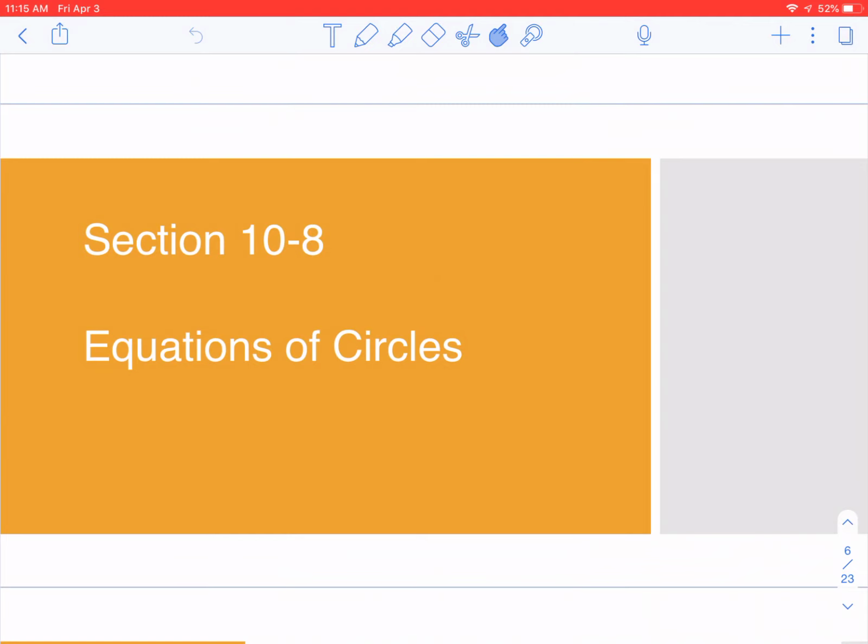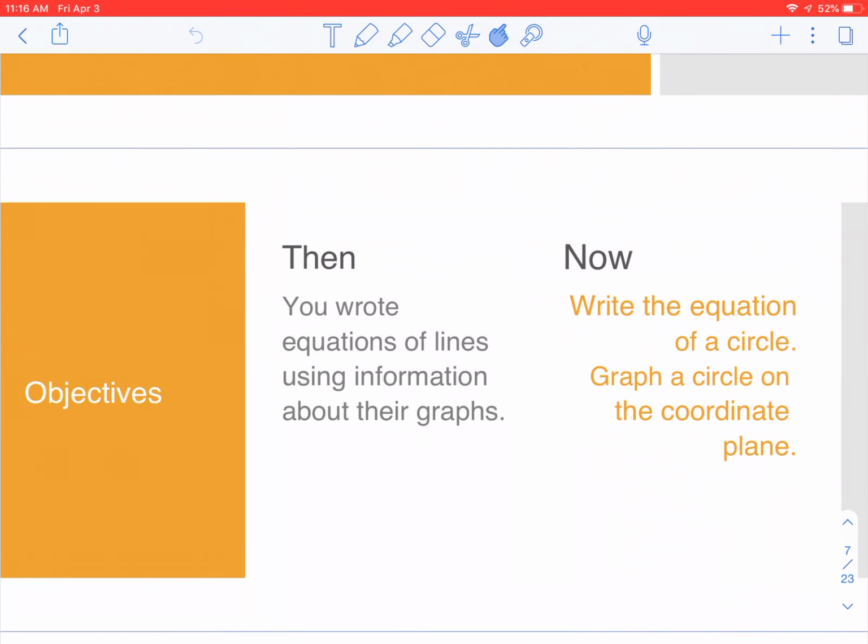Here we go, final section of chapter 10, section 10.8, equations of circles. We've done equations about lines, found slope and y-intercept and all that stuff. Now we're going to write an equation of a circle and be able to graph it.